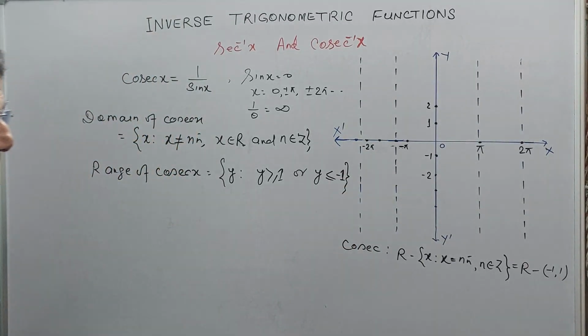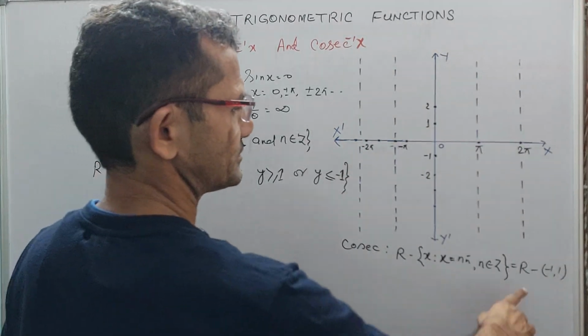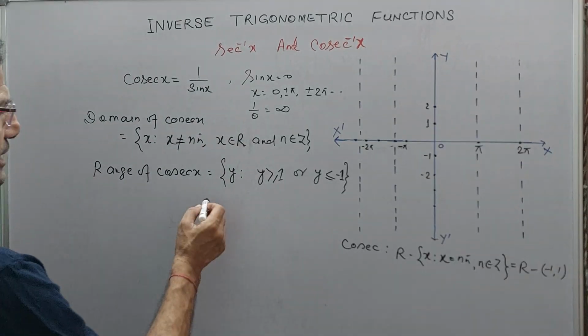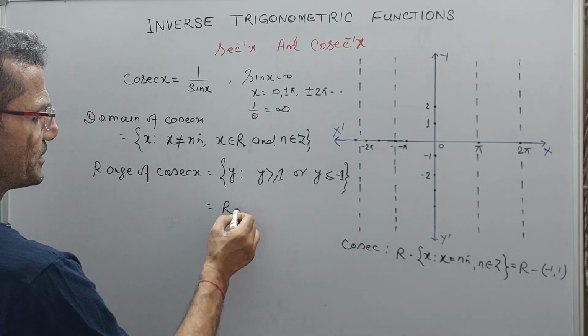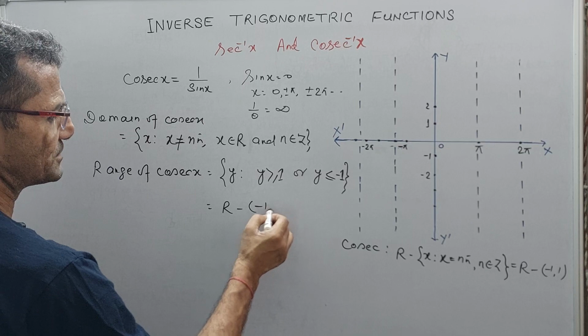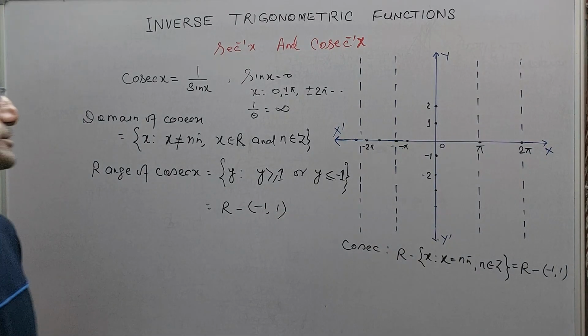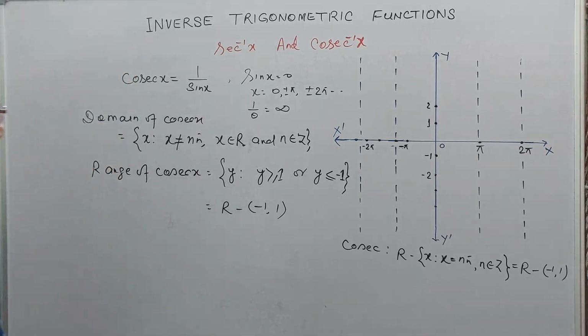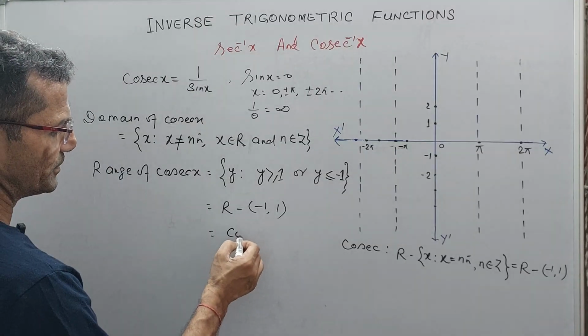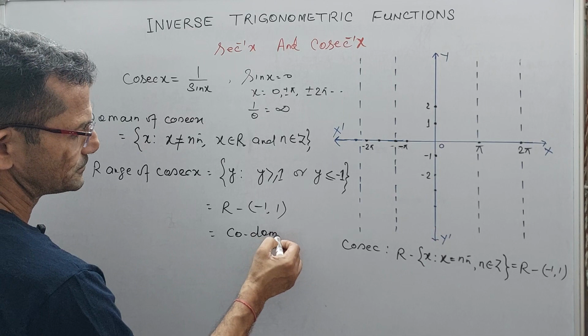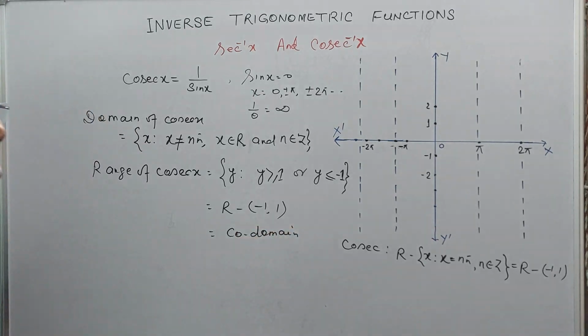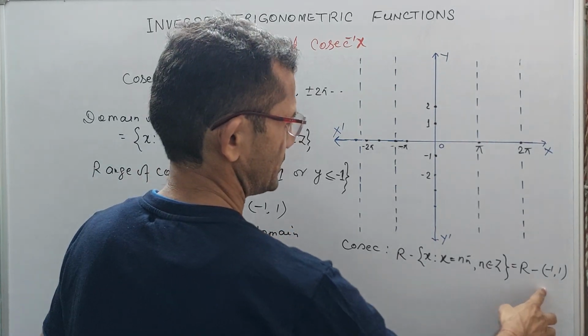So this is our range, and we have excluded the interval in our range. We can write this as the set of real numbers minus the numbers -1 to 1. So it will be our range of the cosec x, also known as the codomain. This is also the codomain. So this one will be the domain and this will be our codomain.